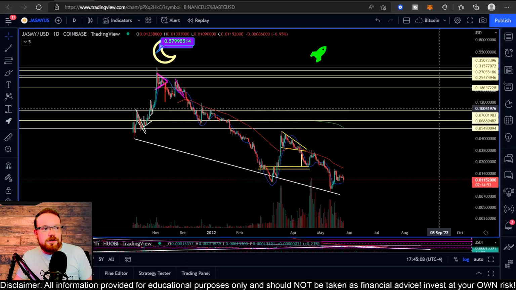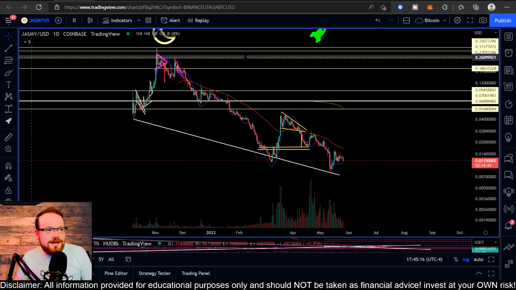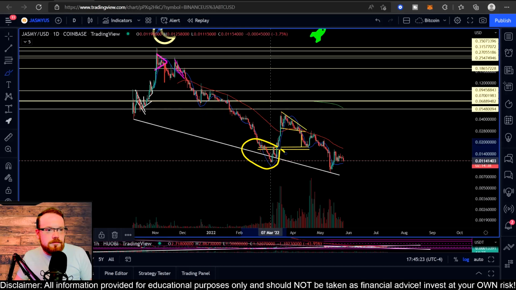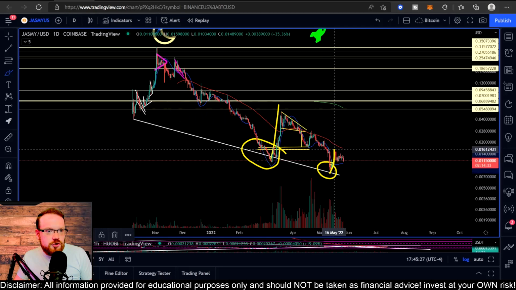Now, zooming out here to start off on the daily time frame, before we jump down to the hourly, I just want to quickly look at the daily. I just want to point out this support. Okay, so when you look at the daily time frame for JASMYCOIN, the first thing I'm noticing is this: major support, major bounce, major support, so far major bounce.